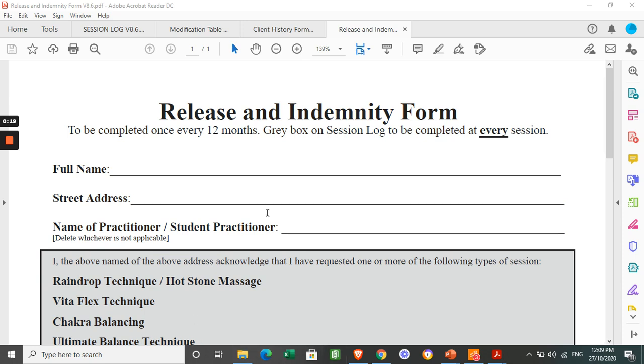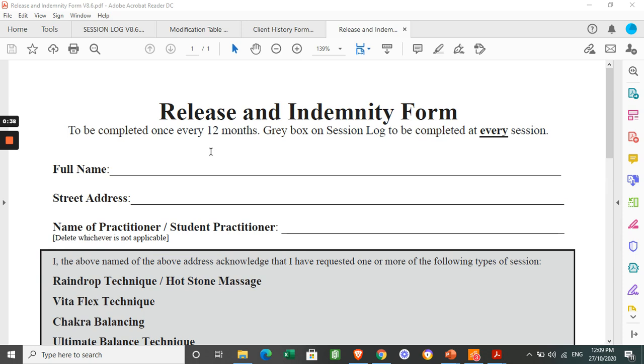So the first form that I want to address with you is the release and indemnity form. You're going to give this to your client and it's to be completed once every 12 months. Now there's a grey box on the session log and that's to be completed at every session.